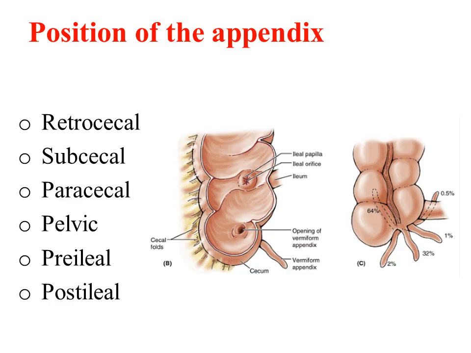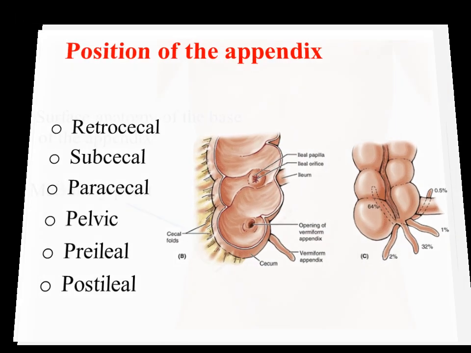According to this position, if the appendix becomes inflamed, the symptoms the patient presents with can be different. To explain, for those with a pelvic appendix, it can cause irritation of the rectum, maybe causing diarrhea and things like that, and those with a retrocecal appendix can irritate the psoas muscle, also causing flexion of the hip on that side.